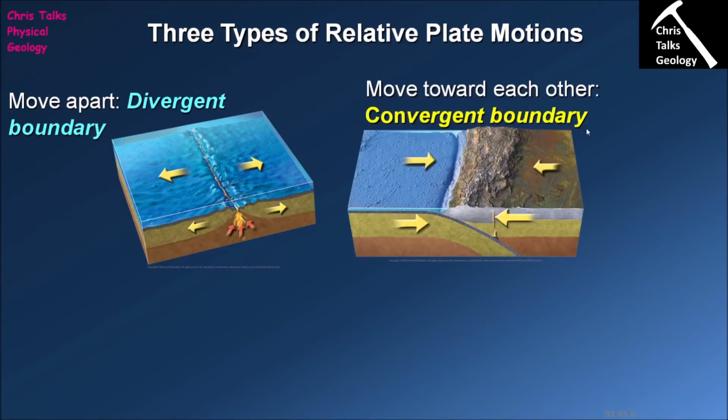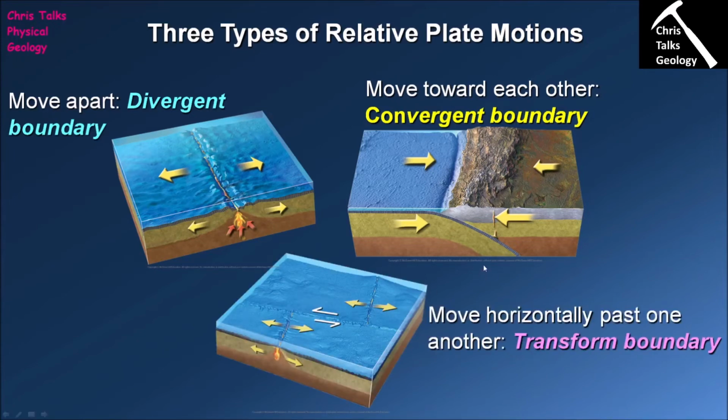In the case of a situation where we have plates moving towards each other, that's going to give us a convergent plate boundary because the plates are converging on the same location. So in this case, we can see we have this piece of oceanic crust here moving eastwards. This piece of continental crust here is moving westwards, and they're going to crash into each other head on.